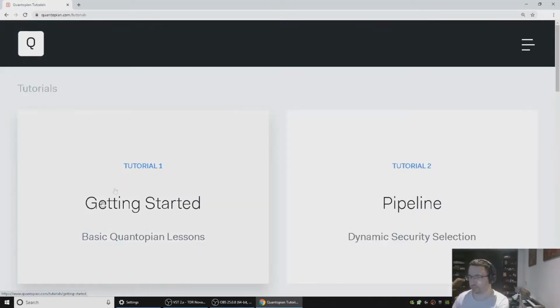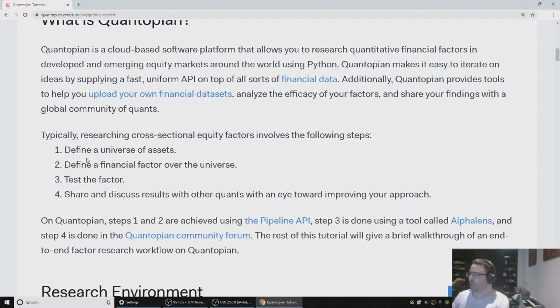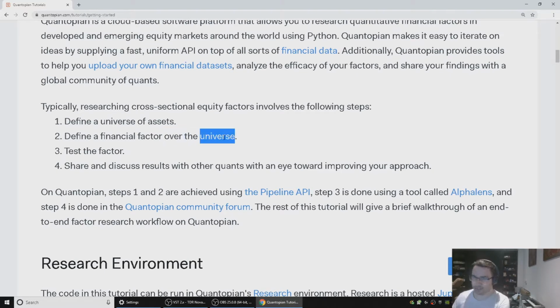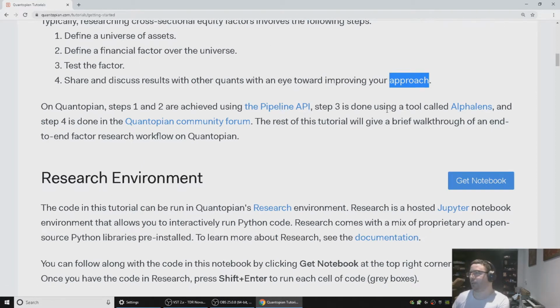There, tutorials. Getting started. The focus of this tutorial is to get you started, not to make you an expert Quantopian user. So these are the steps. You define a universe of assets, so that could be like the NASDAQ or the FTSE 100, and then you calculate a factor, like the moving averages that we discussed before, and then you see if that factor tells you anything about the market. And talk to other quants, but if you have no friends, you just have to talk to yourself. And 1 and 2 are achieved using the pipeline API.